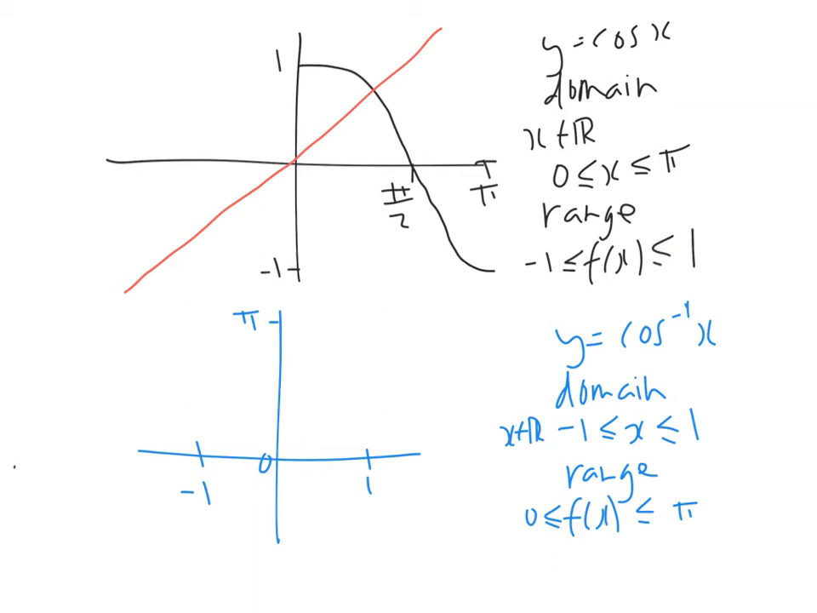So that's a bit of a mess. But what should I say? 0, 1 reflects to become 1, 0. So there. And then remember we're interchanging the y and the x value. Pi over 2, 0 will become 0, pi over 2. And this point here, pi, -1 would become -1, pi.